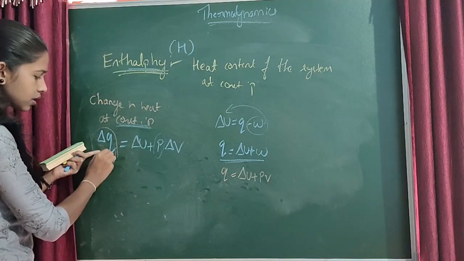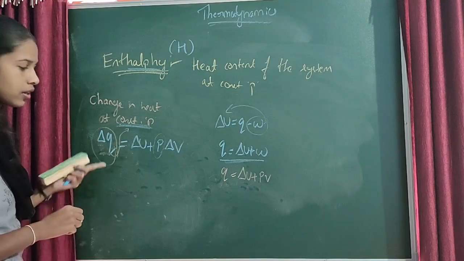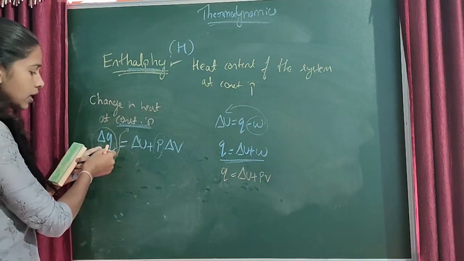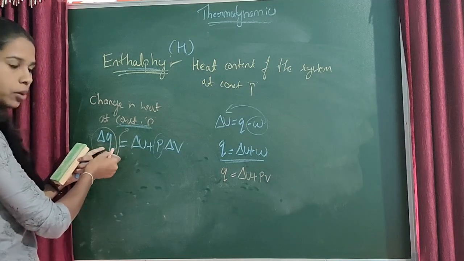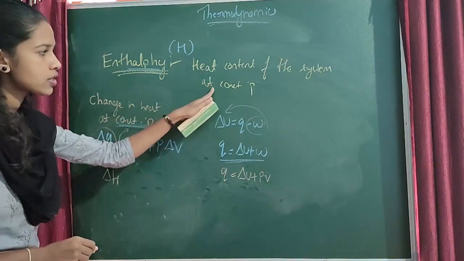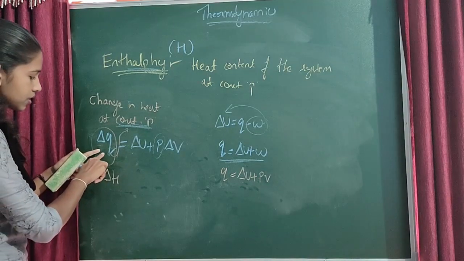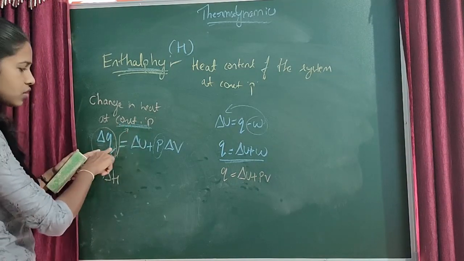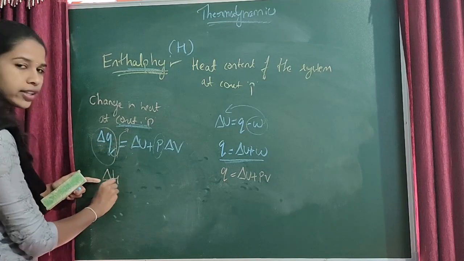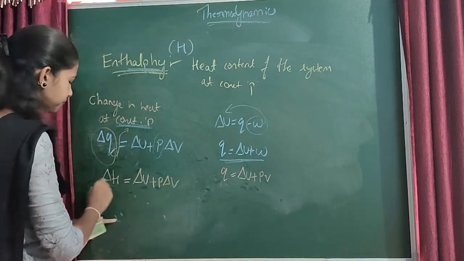This term is nothing but change in heat at constant pressure. Heat at constant pressure is nothing but enthalpy, right? So we can replace this by delta H. Here, this symbol is nothing but change in heat at constant pressure. Hence, this can be replaced by delta H, change in enthalpy, equal to delta U plus P delta V.